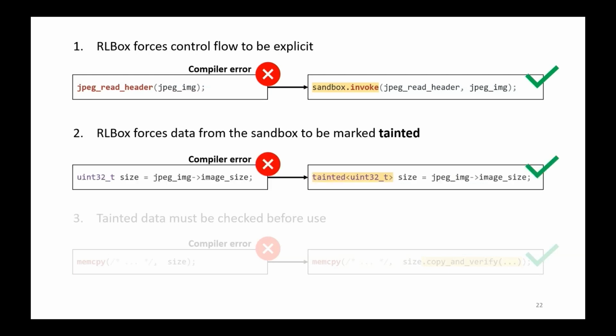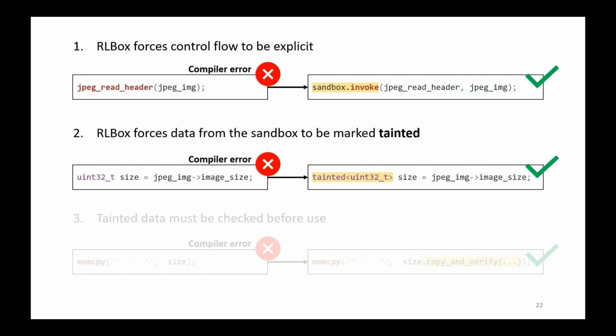The second is RLBox forces any data coming out of the sandbox to be marked as tainted. So if you access the size of the JPEG image, which is output by libjpeg, you're not going to get a U32. You're going to get a tainted U32. Oh, and I should point out, if you mess up in making any of these changes, RLBox will force a compile error. So you have to get this right. There's no way to get this wrong.